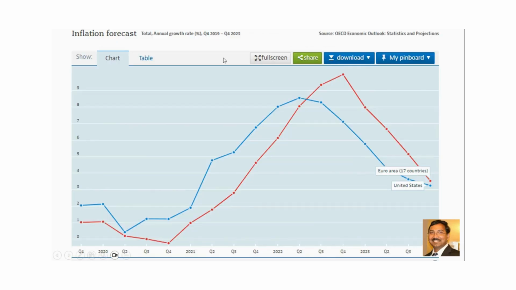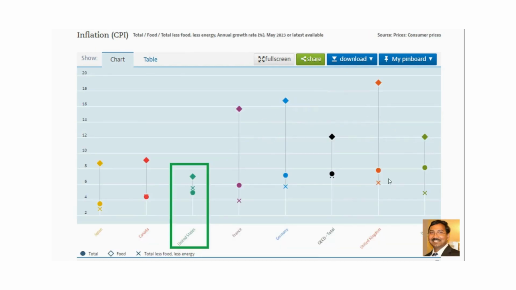And this is the inflation forecast. I put this comparing the United States with the euro area, because the euro area is in recession right now. Both are going down. By the end of 2023, the expected inflation rate for the United States is just above 3, which is good. This is the inflation of a couple of countries like Japan, Canada, United States, France, Germany, United Kingdom, and Italy. When I compare with all other countries in the world, United States inflation is pretty good compared to Japan, Canada, or the other countries in this chart.